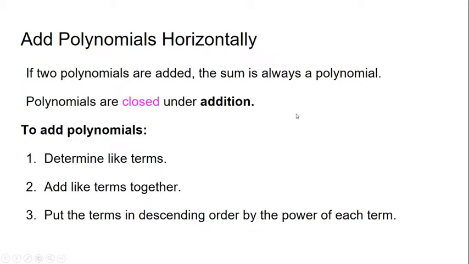So we have three steps in order to add polynomials. The first thing we're going to do is determine like terms. Then we're going to add the like terms together. Then we're going to put the terms in descending order by the power of each term. So that means if the power is 4, and then we have a power of 2 and a power of 1, we're going to put the one with the highest power in front, and moving to the right we go down in number. So we'd have the one with the 4, then the 2, and then the 1.